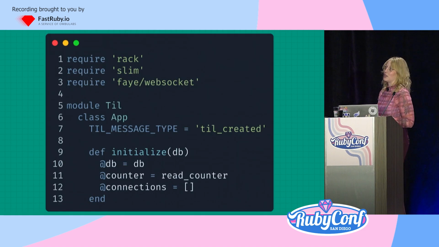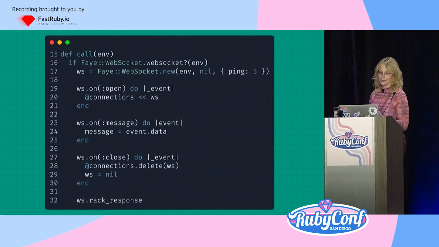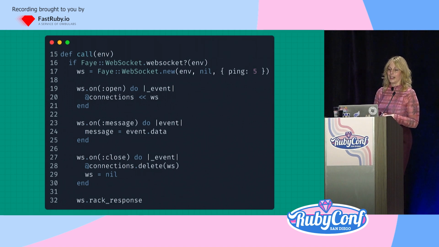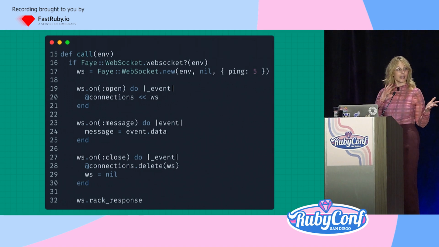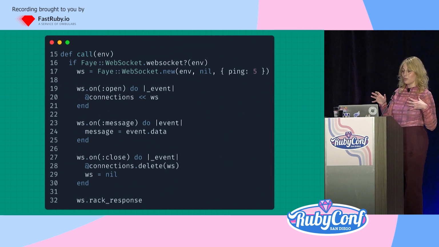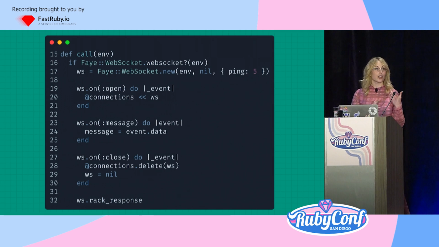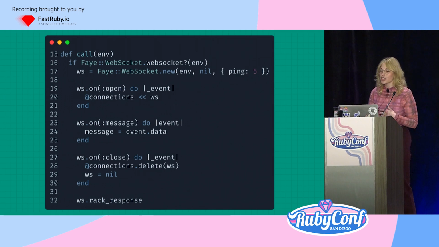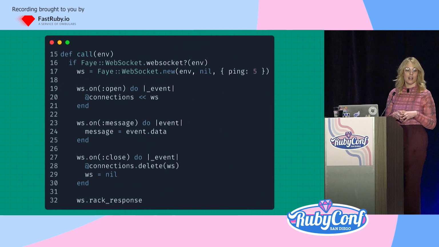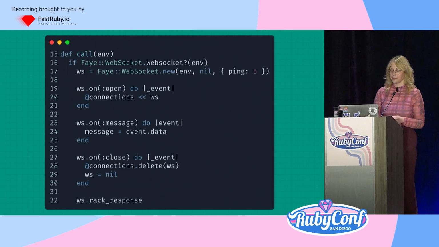We're using the Faye WebSocket library here. To start, we're going to initialize our connections to an empty array. And then inside of our call method, we're going to check if the WebSocket exists. If it does, then we're going to set up all of these listeners. So we handle events for opening the WebSocket, receiving messages, and closing the connections, and what we should do when those things happen.